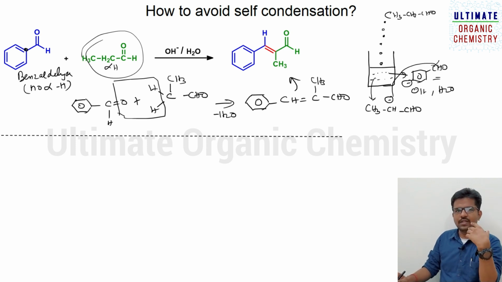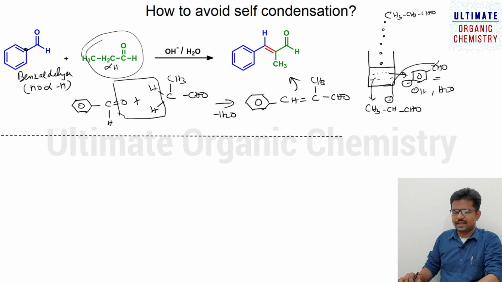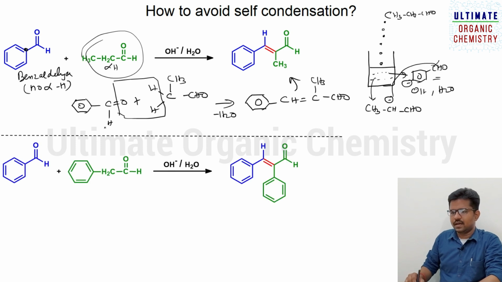Suppose you mix everything together in the same beaker. Then the anion that forms can react with another propanaldehyde and it can react with benzaldehyde also, so you will get a 50-50 ratio of products. That can be avoided by this process. We have another example here. This is called benzaldehyde, and this is phenylacetaldehyde.